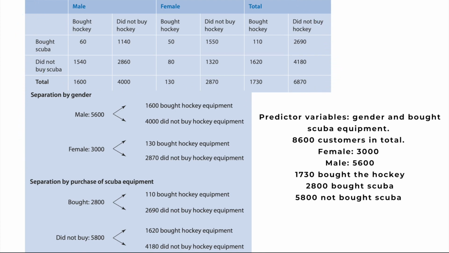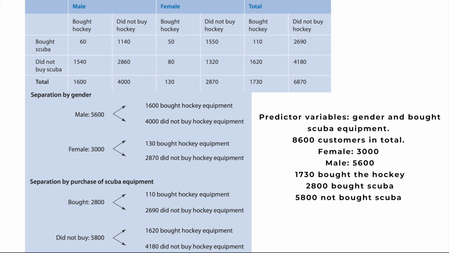As you can see, I got 2 pictures in pages 120 and 121 with the data in a book for illustrating this example. The data gave us 2 predictor variables, gender and bought scuba equipment. So first, we have to choose which variable is more reliable and has the lowest misclassification rate. We assume that all male customers buy hockey equipment and no female buys. By using that theory and based on the table in page 120, we got the separation by gender in page 121. So we start to choose the quantity of customers based on the theory I give.